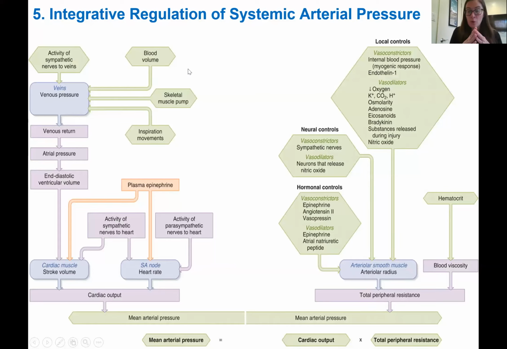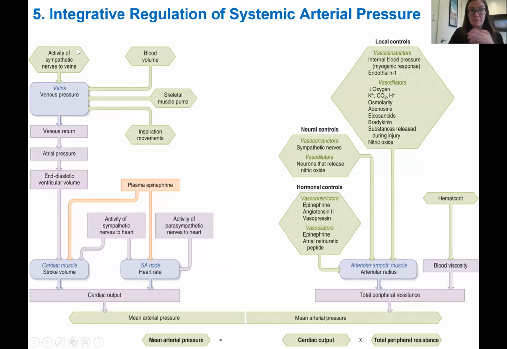Okay, so now we're going to back up and put this all together. Integrative regulation of systemic arterial pressure. All right, so we have talked about all of these components. Now let's put them together in one big picture as to how this regulates blood pressure.